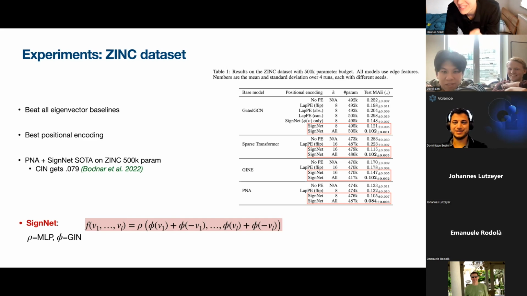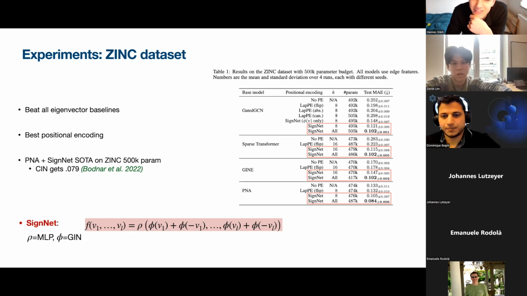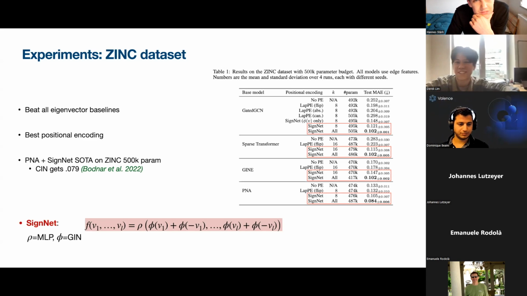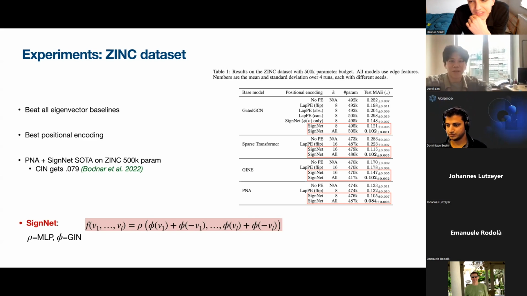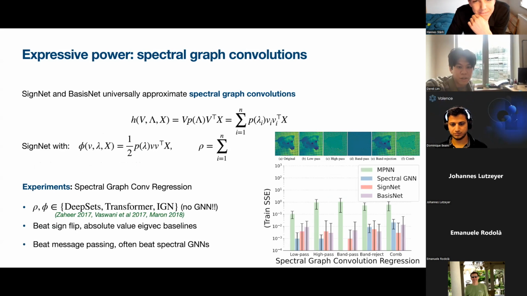Yeah, but maybe you also now want to comment on Fabrizio's comments. I was thinking of an IGN for phi. Oh yeah, sorry, I just chatted it too. But yeah, BasisNet uses IGN. You see all these purple bars, that uses IGN for phi in these experiments.